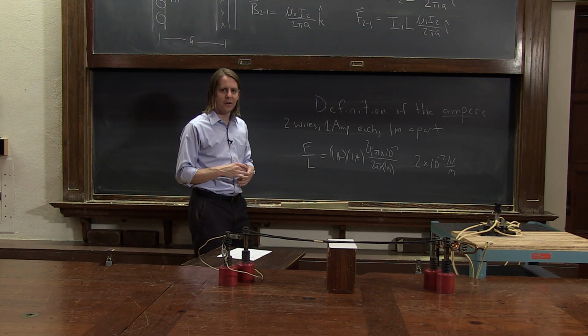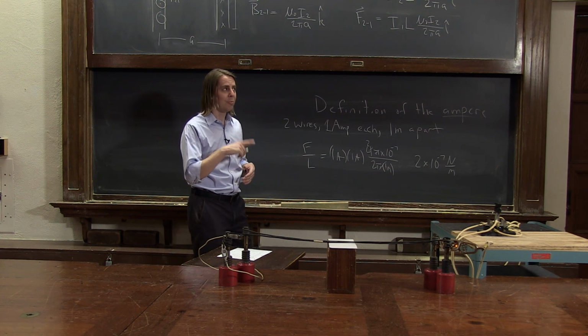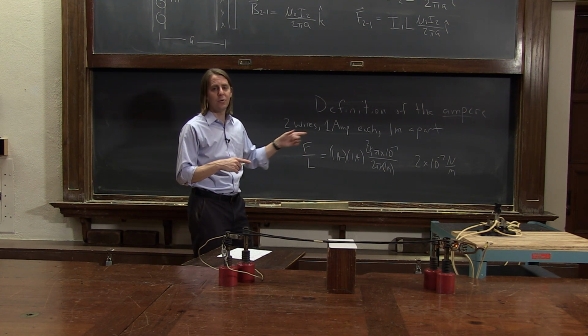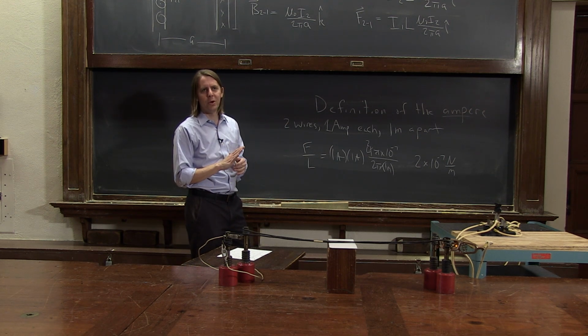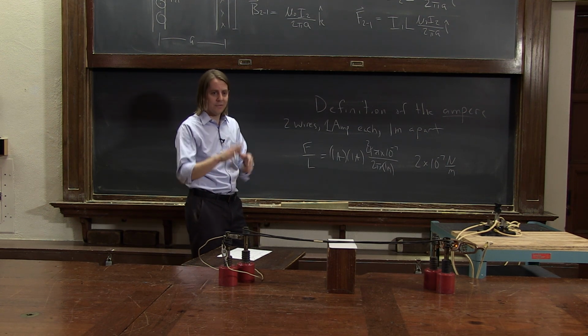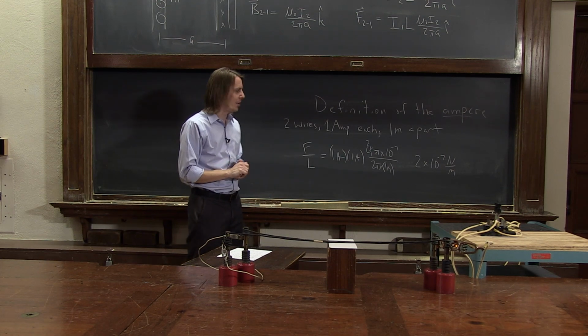This is how it's defined, which also means an amp is a coulomb per second. This is also how you define the coulomb. It's defined in terms of measuring this force. So in the very first lecture, when I told you about 1.6 times 10 to the minus 19th, that's based on this experiment. This is how they standardize the unit.